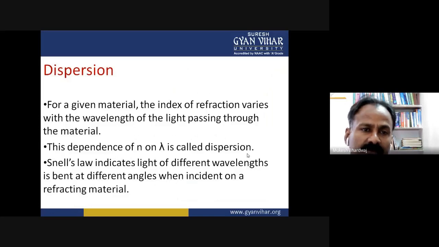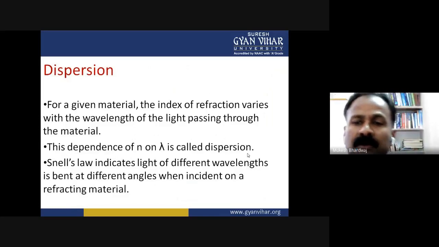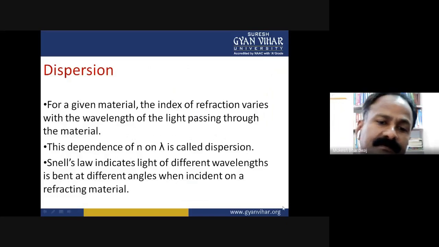Now, dispersion. Before starting dispersion, I would like to put some light on reflection of light from plane surfaces. Some facts: the reflection from plane surfaces obeys the following laws, which we know.